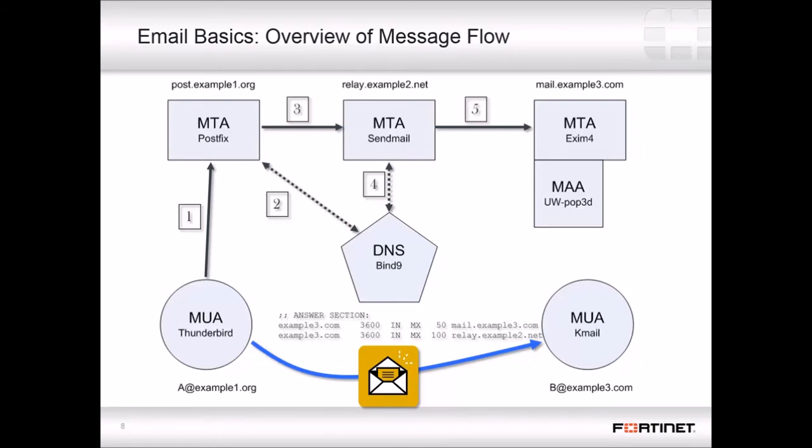Relay.example2.net does not directly host the email domain example3.com, so it does the same thing that post.example1.org did and does an MX lookup for that domain and gets the exact same results. We'll assume that relay.example2.net is set up properly and knows what its name is, so it ignores the entry and elects to send the email to the next server in the list, which is mail.example3.com. Finally, the end user connects to their mailbox, authenticates, and retrieves the email message using whatever email client they happen to be using.